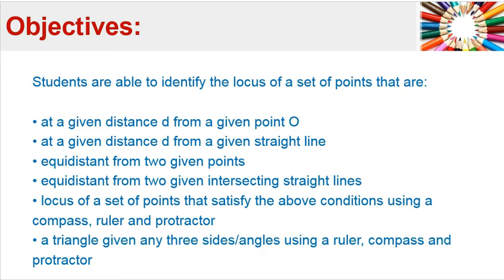Similarly, a triangle given any 3 sides or angles using a ruler, compass and protractor. So in the start of the question, maybe they will ask us to construct a triangle. So first we will construct the triangle. Either 3 sides will be given in the question, or 2 sides and 1 angle will be given, or 1 side and 2 angles will be given. So first we will complete the triangle by using ruler, compass and protractor.